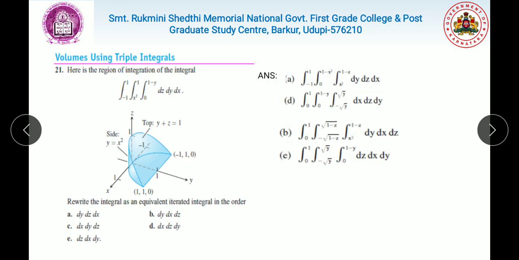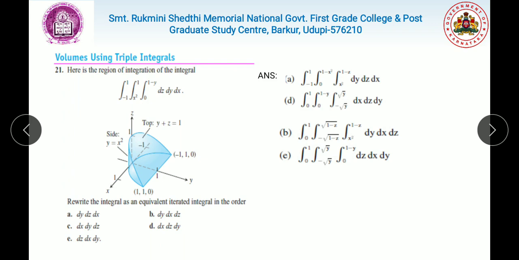And when you put the limit for y, fix a point on the projection. Projection is in the xz plane. Y varies from the lowermost surface, that is the leftmost surface here, that is the surface of the cylinder, y equal x square, parabolic cylinder, and the upper limit is you have to solve the equation y plus z equal to 1 for y, that is 1 minus z.